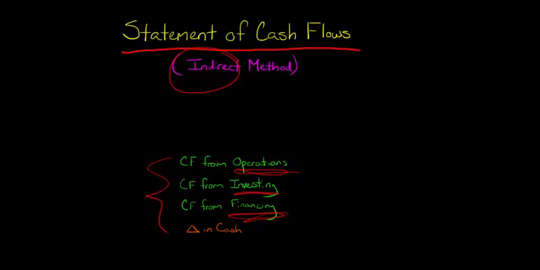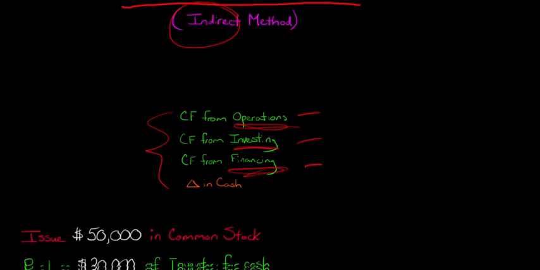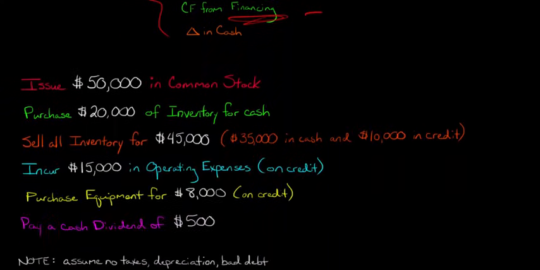If you need a little more detail, I've got videos on each of these. Feel free to check them out, but I'm just going to jump right in with an example. Let's say that we have the following activities happen for our company. Let's say it's a startup company, it's brand new, and we're just going to build a statement of cash flows from scratch. So we issue $50,000 in common stock. That's how the company's going to be financed. So it's financed 100% with equity. It's got $50,000 in common stock.